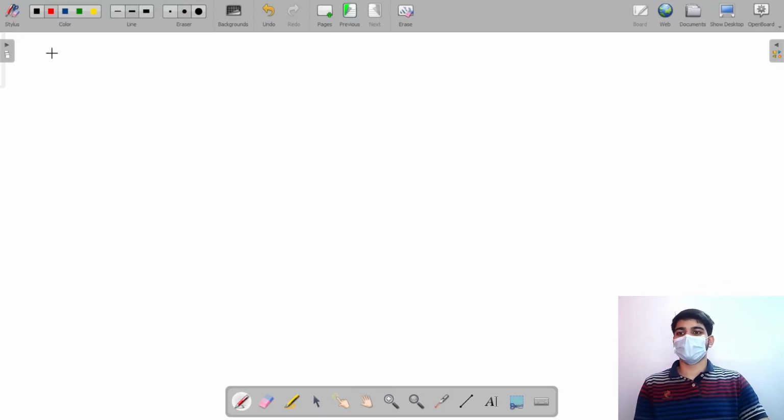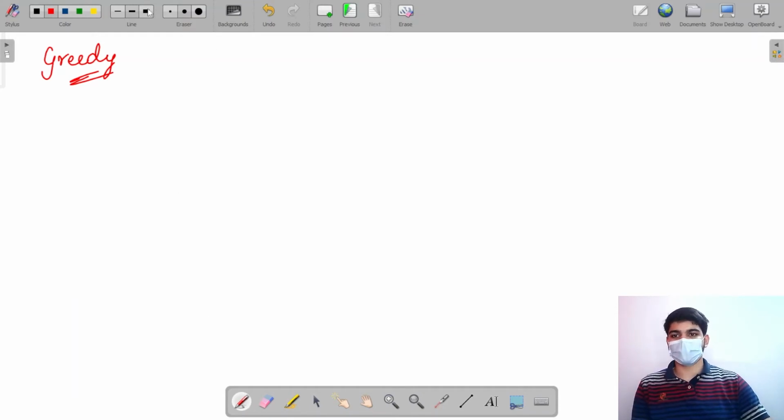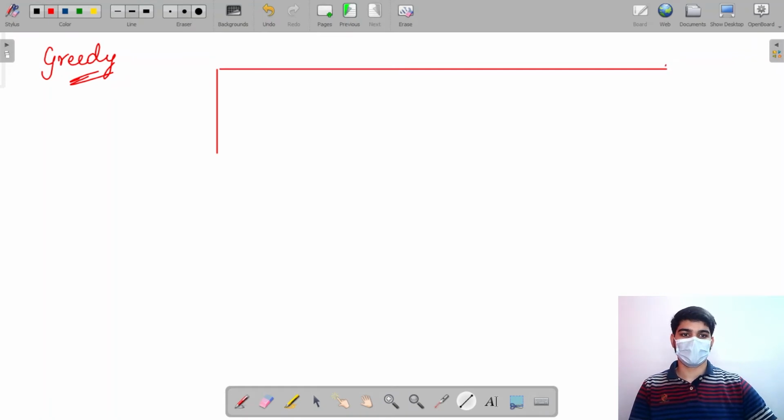This question is more of a greedy approach. So what we are going to do is, if we look closely, we are going to create maybe 2 variables, right? Or an array. Let's create an array.